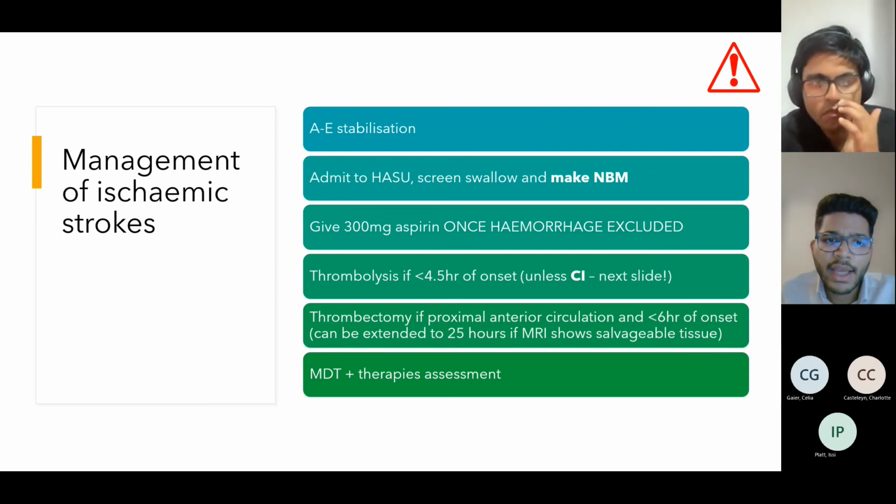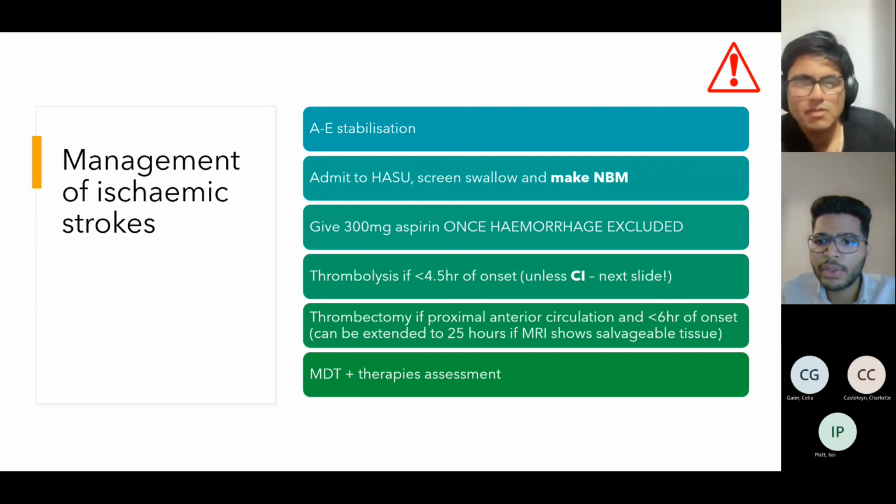And after that scan has come back, if they don't have a hemorrhage, but you're confident they've had a stroke, give them 300 milligrams of aspirin, just like you do in an MI. But if they have a hemorrhage, don't give them aspirin because it's going to make it worse.